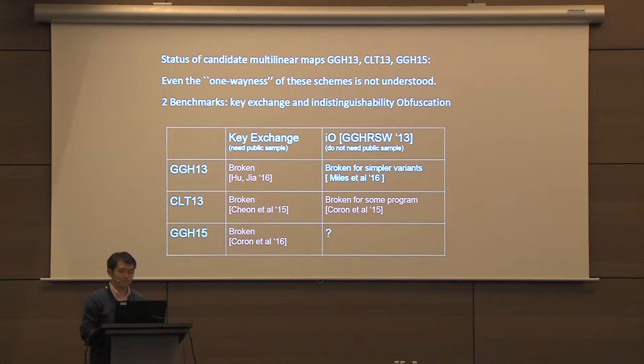So this is the status before this work. Zeroizing attacks break the public mode, which is the key exchange application, for all three candidates. For I.O., we actually don't know how to break all of them, and we have some hope of security for some candidates. For CLT13, the original zeroizing attack can be used to break some branching program obfuscation based on GGHRSW. For GGH13, the work of Miles et al. can be used to break some simpler variants of the obfuscation candidate that I will mention later. And for the GGH15-based indistinguishability obfuscation candidate, we didn't know of any analysis result before this work.